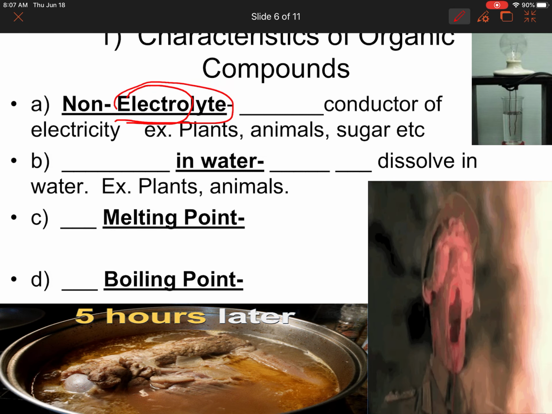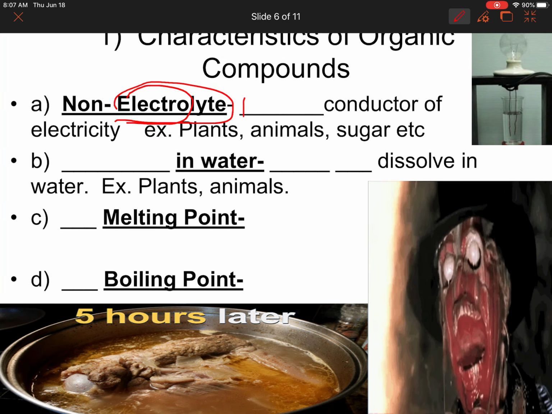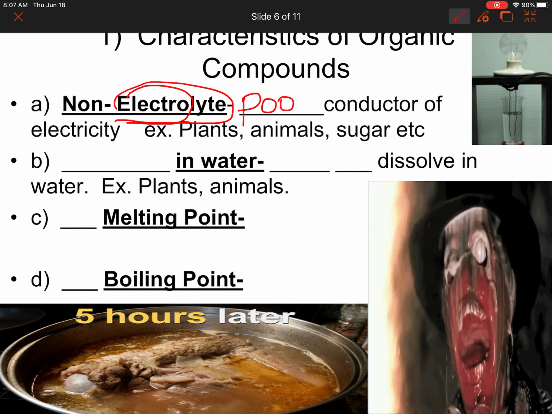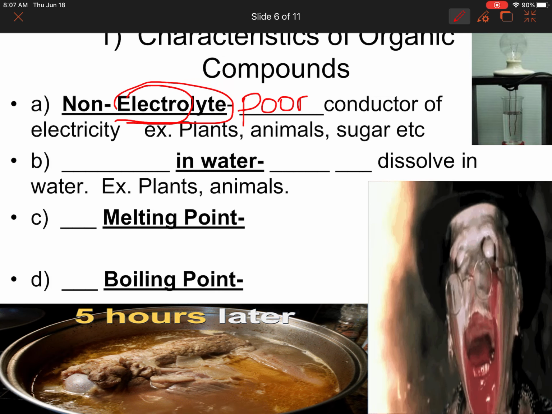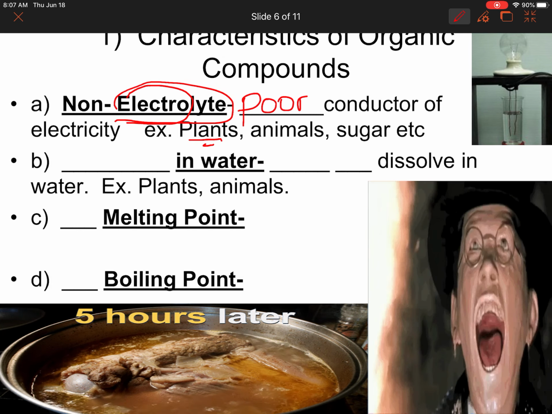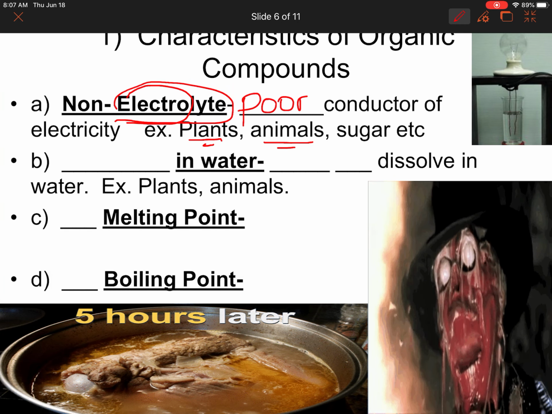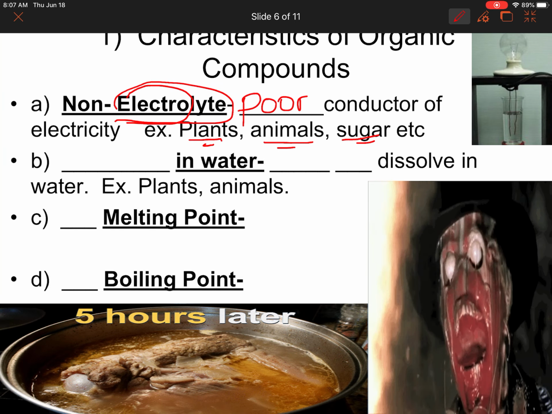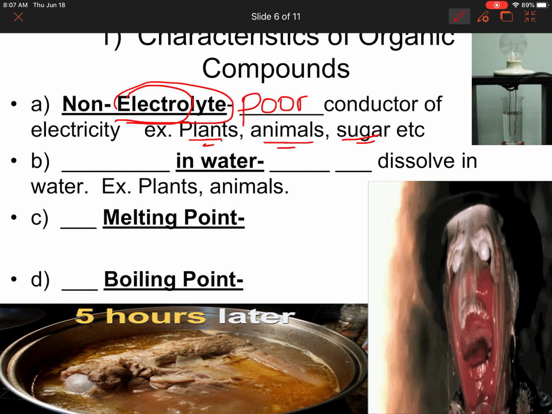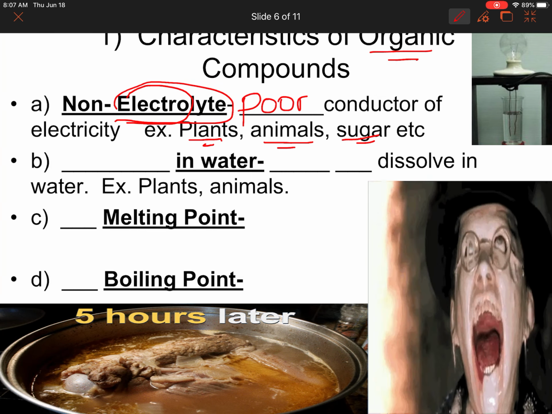Now, non-electrolyte means not a good conductor. So it's a poor conductor of electricity. So examples of poor conductors of electricity are plants, like trees, bushes, flowers, animals, like us, and sugar. Why? Because what element do they all contain? Well, they all contain the organic element carbon.